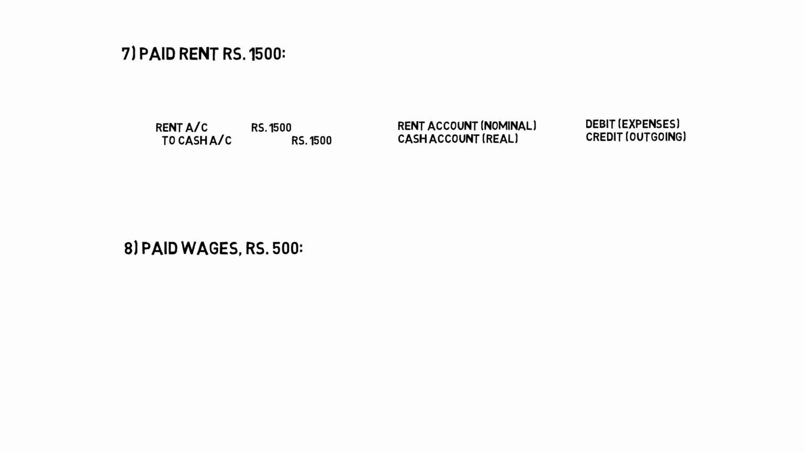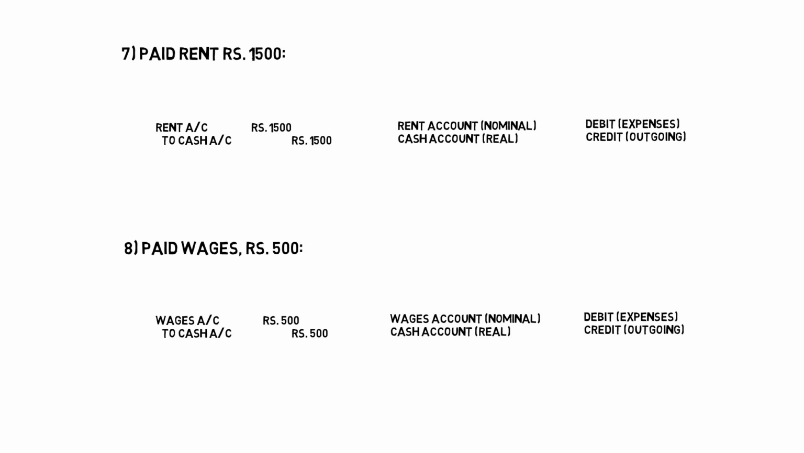And for the eighth one, you have paid wages rupees 500. So wages is also an expense, so the transaction is wages account debit rupees 500 to cash account credit rupees 500. Wages account is a nominal account because wages is an expense. All expenses and revenues are nominal accounts. But expenses, when they are increasing or when they have been paid in the business, you debit that particular expense. And cash is a real asset. It's a real account which is declining in the business. So hence you credit the cash account because there is an outgoing of cash from the business.